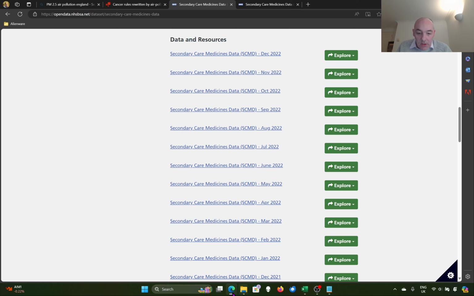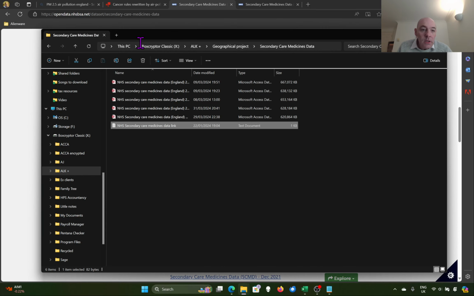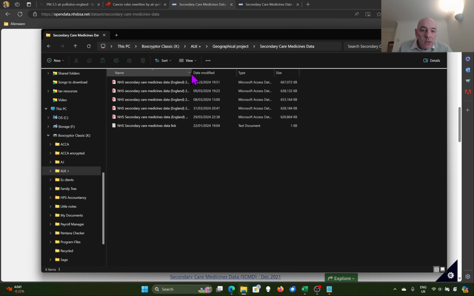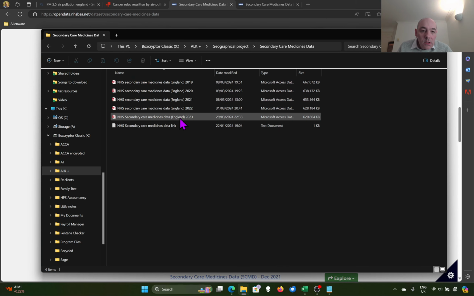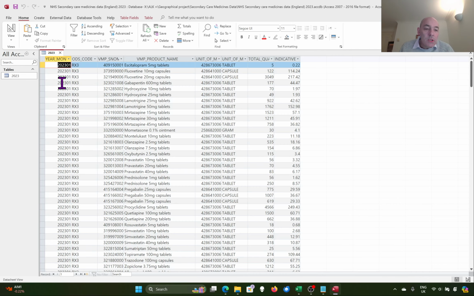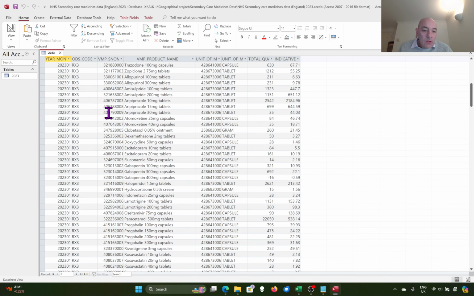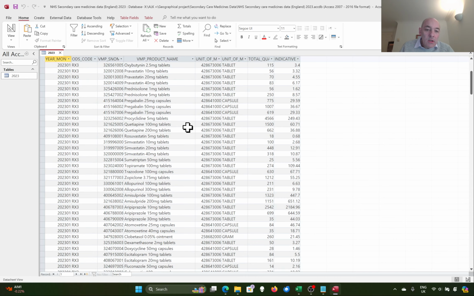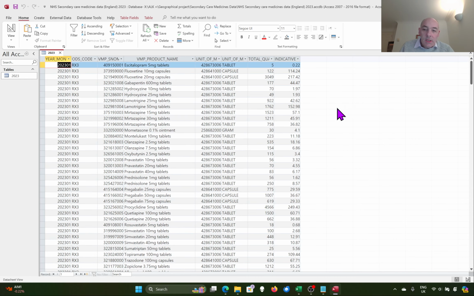A year's worth of monthly source data was imported into an Access database, which could then be used to generate the annual reports. So if I go to secondary care medicines data here and open up 2023, I imported the whole of a year's data, so every single drug that the NHS Hospital Trusts prescribed for 2023, the monthly total is in here.